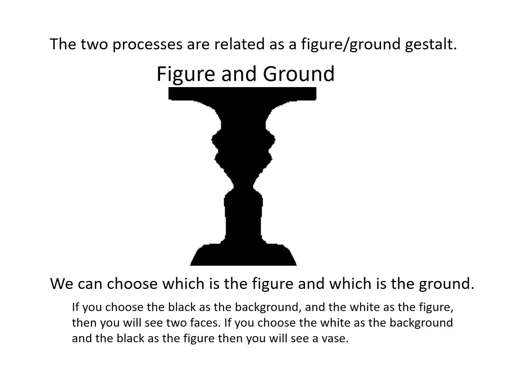The two processes are related as a figure-ground gestalt. The picture shows one of the classic figure-ground examples. We can choose which is the figure and which is the ground. If you choose the black as the background and the white as the figure, then you will see two faces. If you choose the white as the background and the black as the figure, then you will see a vase.